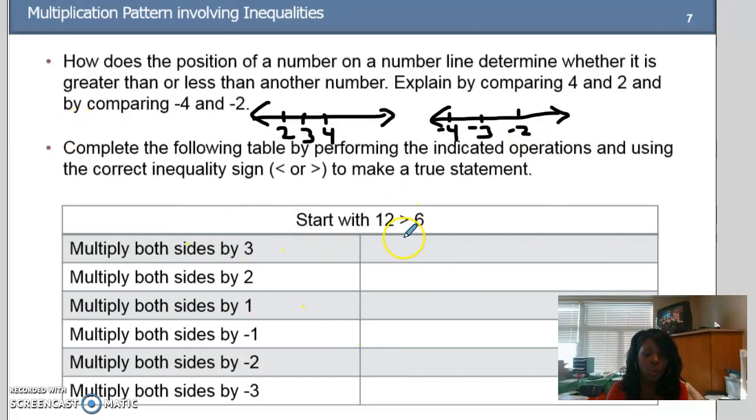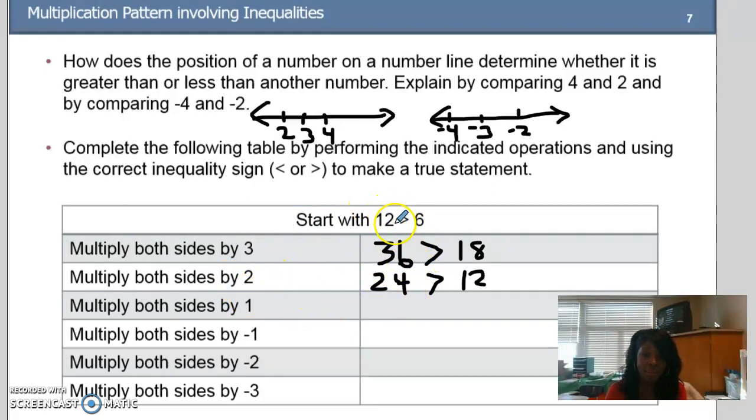So now what we're going to do is complete this table and determine if this inequality, 12 is greater than 6, remains true based on multiplying by these various integers. So let's start with 12 times 3, which is 36. And then 6 times 3 is 18. And 36 is greater than 18. That is true. Let's multiply both sides by 2. 12 times 2 is 24. 6 times 2 is 12. 24 is greater than 12. So by multiplying by 2, the inequality stays the same, or it remains true.